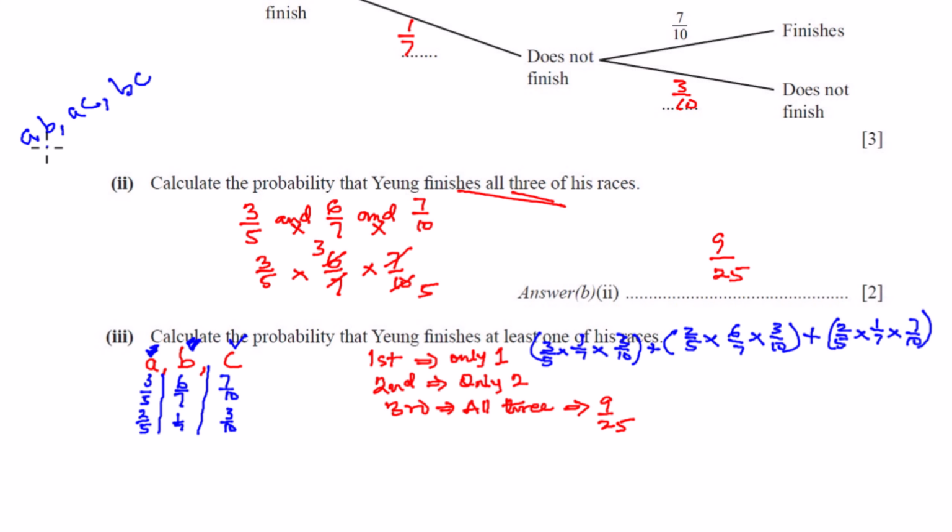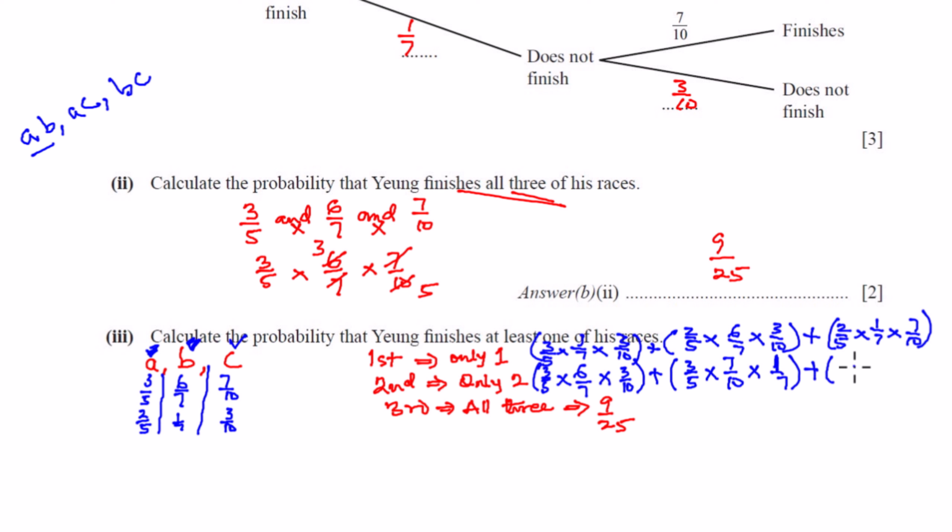Okay, so for him to finish A and B, the probability of A and B is 3 over 5 and 6 over 7. Of course, he didn't finish the last one, so that's 3 over 10. Or AC, you finished the first and the last, which is 3 over 5 times 7 over 10, but he didn't finish the second one, which is 1 over 7.